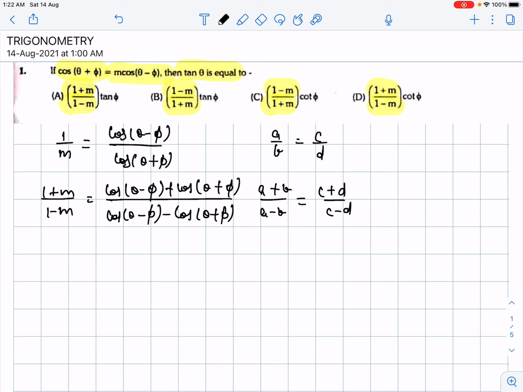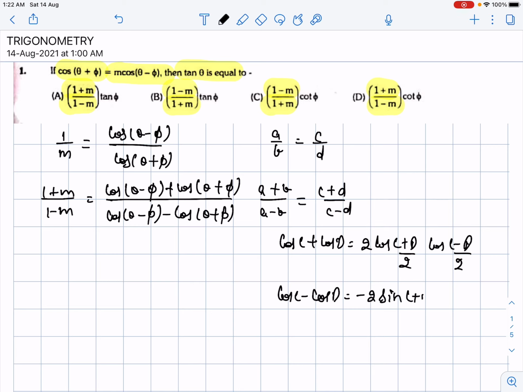Now we do know the formula for cos C plus cos D, that can be written as 2 cos((C plus D) by 2) times cos((C minus D) by 2). And we also know the formula for cos C minus cos D, that can be written as minus 2 sin((C plus D) by 2) times sin((C minus D) by 2). So we'll make use of these two formulas to simplify it further.